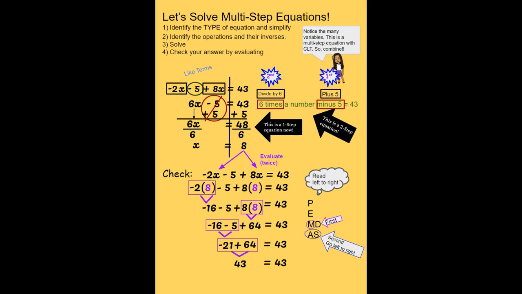Now we're going to look at both sides. And you're going to ask yourself, does 43 equal 43? Yes, this is a true statement. 43 does equal 43. This means the value of x is correct. Our solution is 8, not 43.